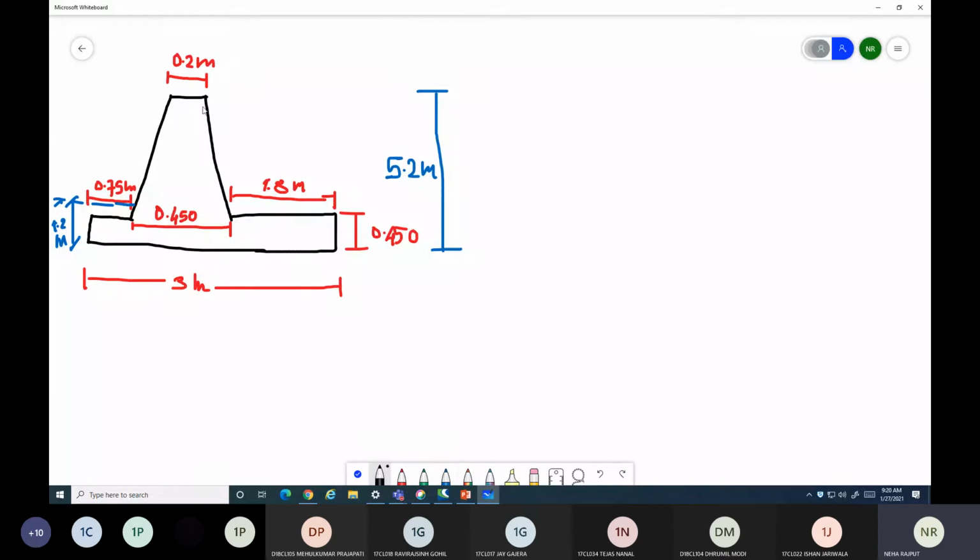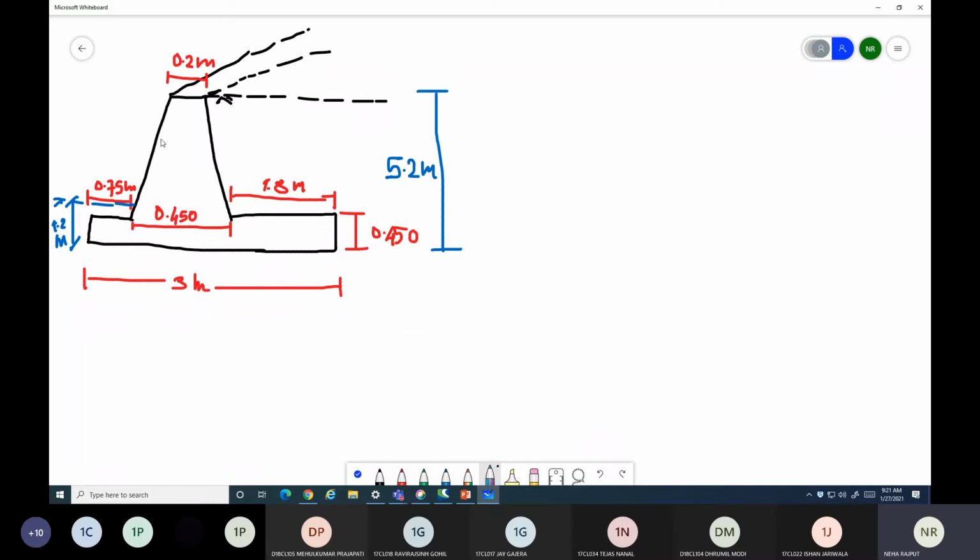And here it is the backfill. So this one is the ground surface. Right. And this is your length view. This way. And this is your backfill. This portion is backfill.